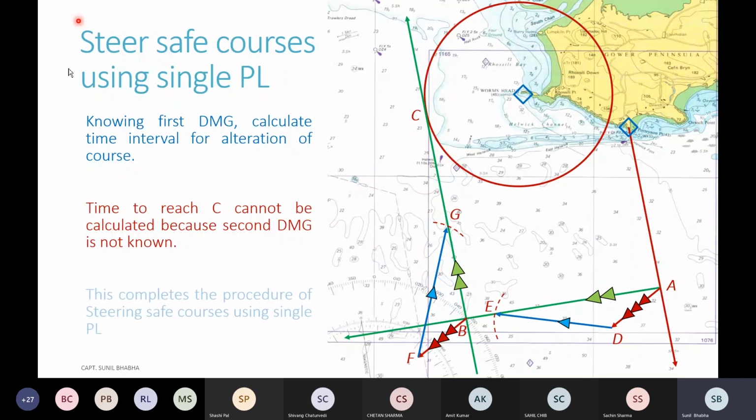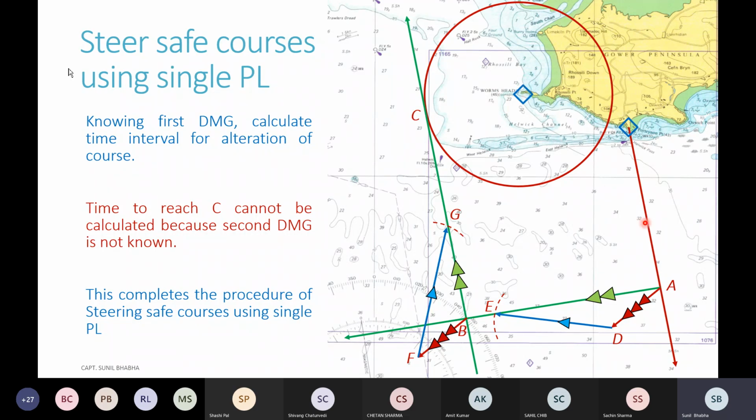Okay. Now, as the complete plot is there for us to see on the chart, we can easily see that irrespective of whichever position we are on our first PL, we could be anywhere on the first PL, but irrespective of wherever we are, if we follow these courses, we are certainly going to reach point C. So this requirement of passing from Worm's Head point at a certain distance off will always be met.